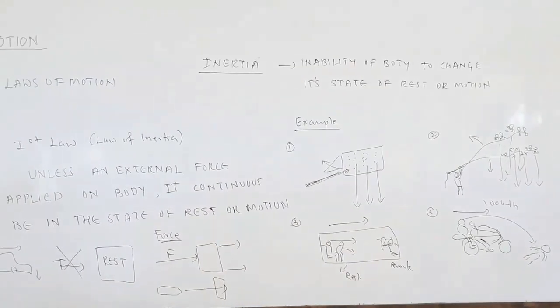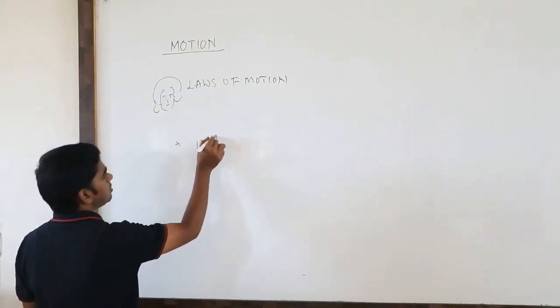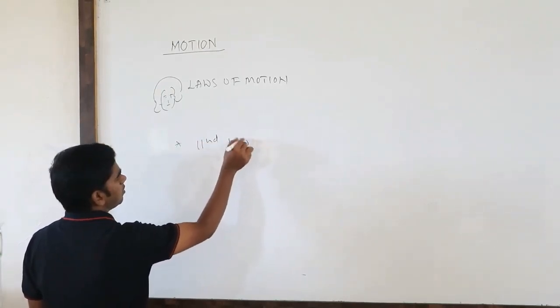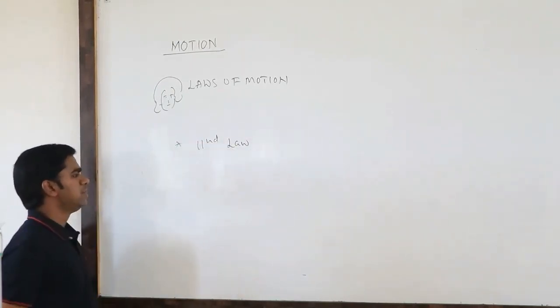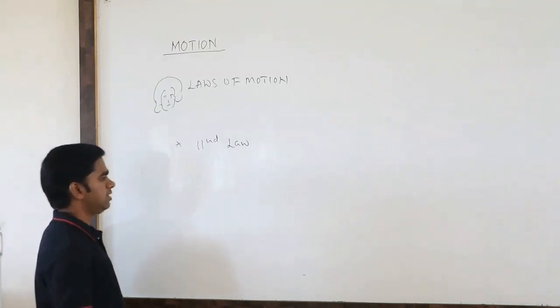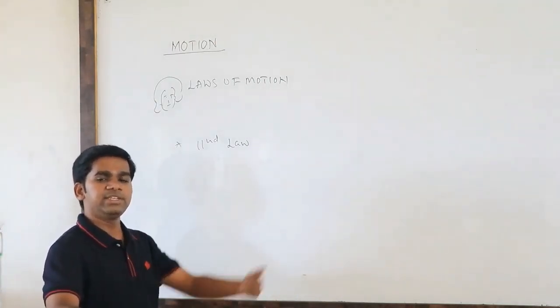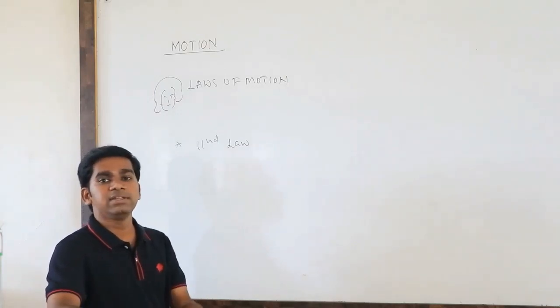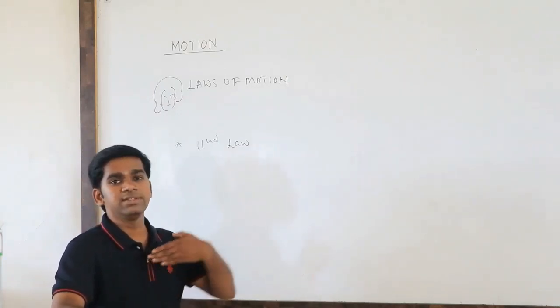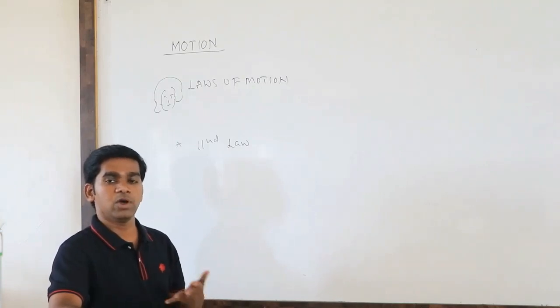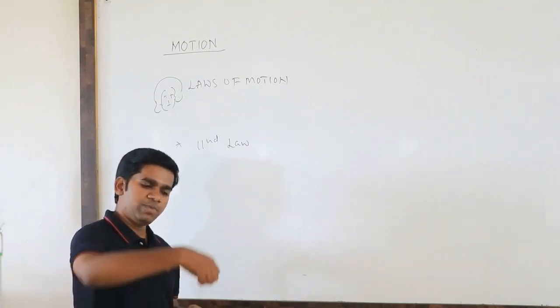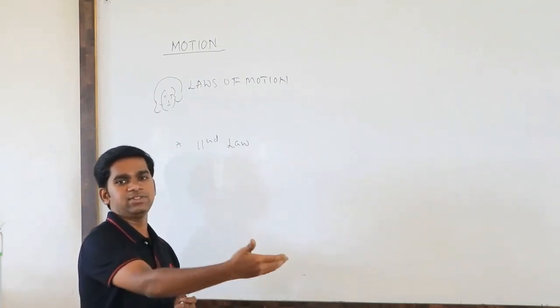We will go with the second law. Okay, second law of motion. What it suggests is, when a force is applied on a body, what will happen? Acceleration will take place. How much acceleration you want, meaning how much change in speed you want, depends on how much force you are applying. How much force you apply, that much acceleration you will get.